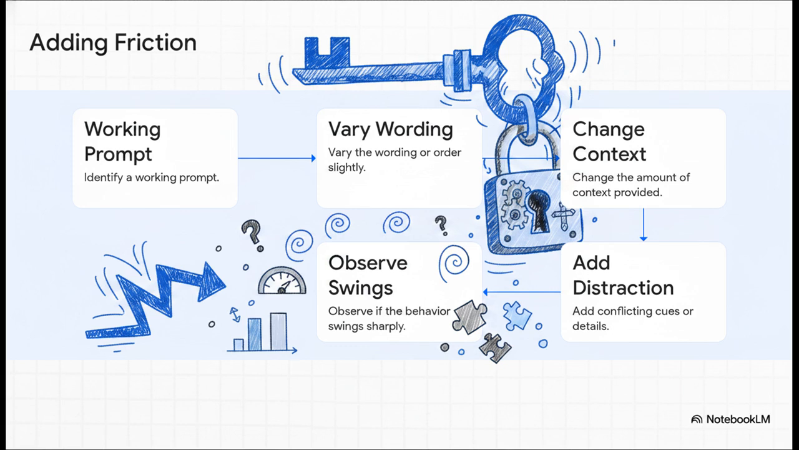By tweaking the wording slightly, changing up the amount of context, or throwing in distracting, conflicting details, we're basically testing the AI like a key in a lock. A fragile key is only going to work when it's perfectly aligned, but a strong, well-made key works even when the angle is slightly off. If you vary just one little element and the AI's behavior swings wildly, bingo, you've just found a critical sensitivity.